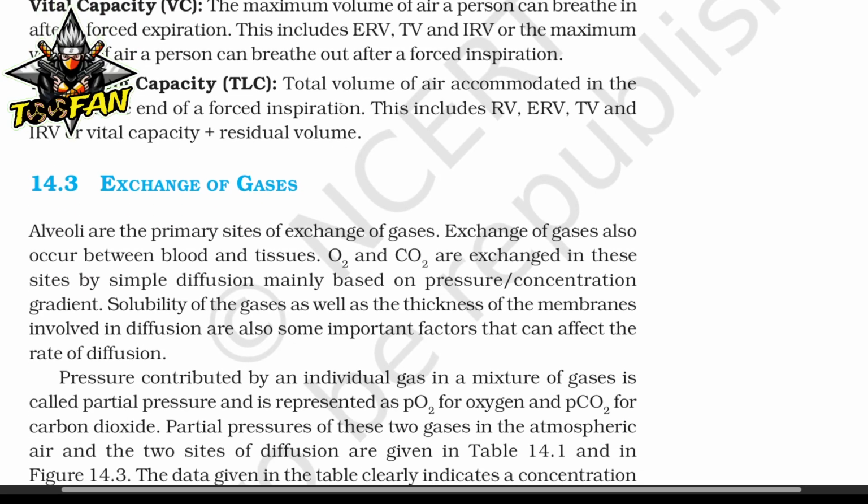Exchange of gases. Alveoli are the primary site of exchange of gases. Exchange of gases also occurs between the blood and tissues. Oxygen and carbon dioxide are exchanged in these sites by simple diffusion, mainly based on the pressure or concentration gradient. Solubility of the gas as well as the thickness of the membranes involved in the diffusion are also important factors that can affect the rate of diffusion.